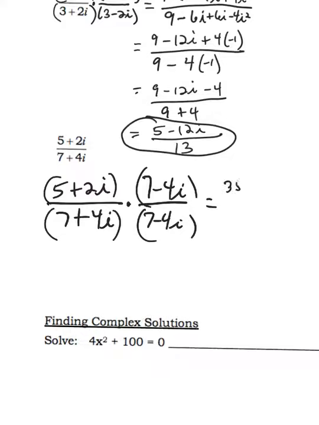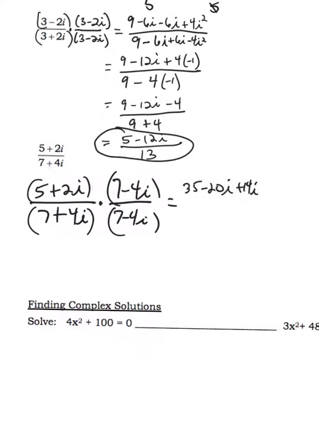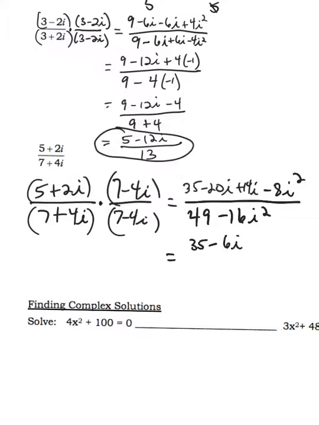On top, 35 minus 20i plus 14i minus 8i squared. On the bottom, after working everything out, I'm going to have 49 minus 16i squared. Combining like terms and replacing i squared with negative 1, on top I should have negative 6i minus 8 times negative 1. On bottom, 49 minus 16 times negative 1.